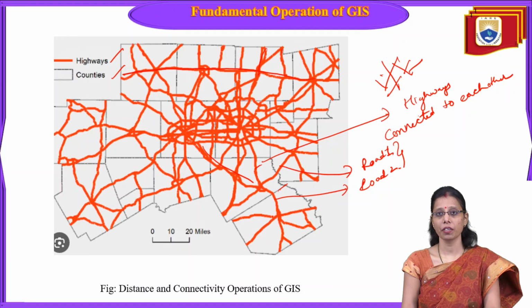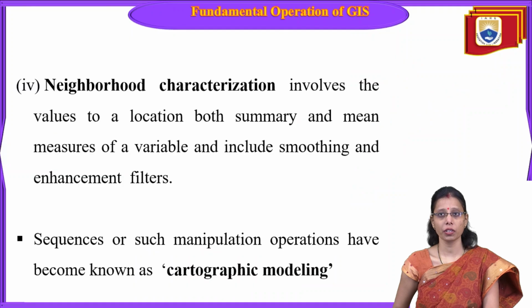This kind of operation we can do in GIS. We can connect one road to the other road. You can connect a railway network to the road network, or overlay the road network over the railway network. So how the actual real world looks, we can show all the connectivity in the GIS process. This is one of the fundamental operations you can do in GIS.